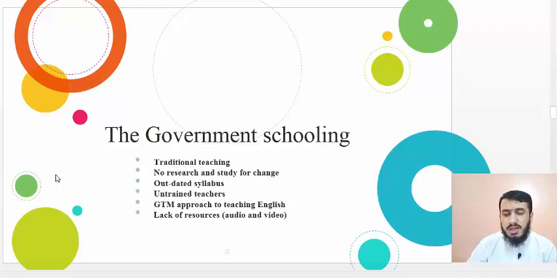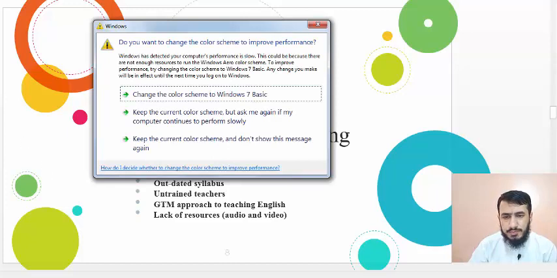Now, the government schooling system is the most backward type of teaching system here in the Indian subcontinent, because the teaching method in government schools is the traditional teaching method. Traditional teaching is mostly the grammar translation method, where they translate from Urdu or Hindi to English. This is the reason why there are many problems.